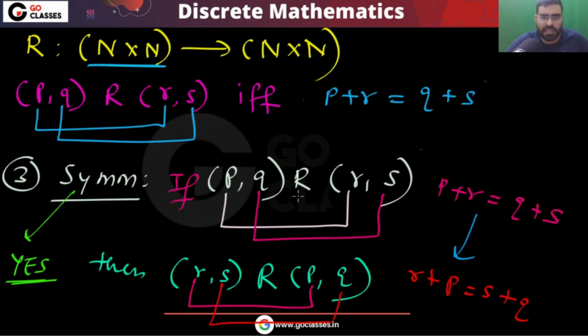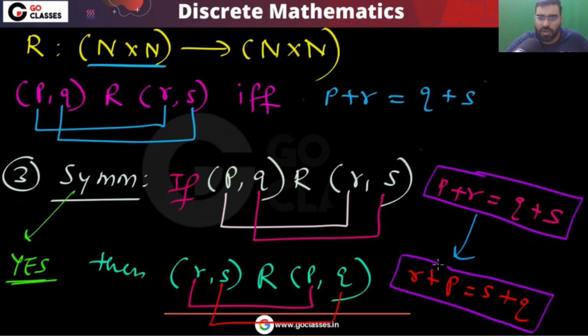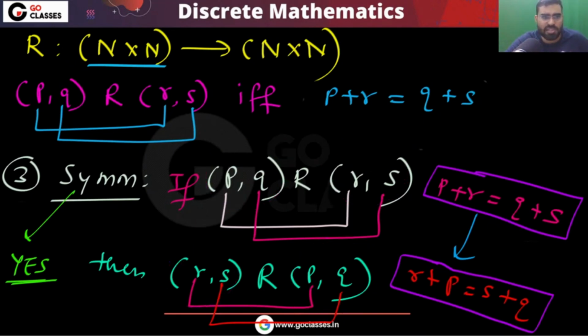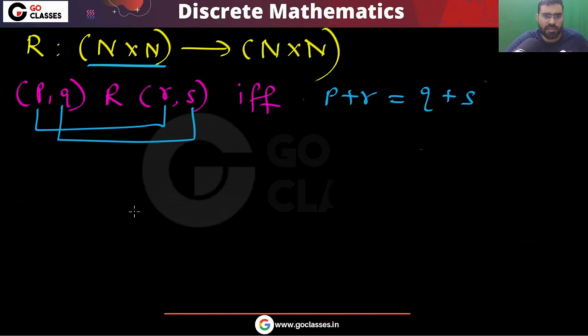Very simple. You can see that if (p, q) is related to (r, s), it simply means that if p plus r is equal to q plus s, then definitely r plus p equals s plus q. So if this element is related to this element, then definitely this (r, s) element will be related to (p, q) element. So this is symmetric property. Okay, so this is symmetric. What about the next? Let's look at the antisymmetric property. What can you say about antisymmetric?